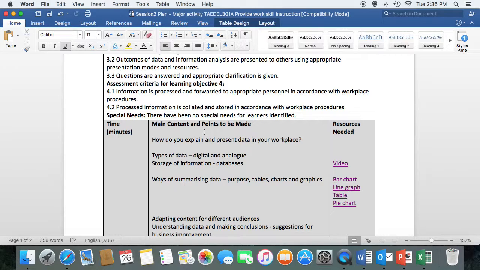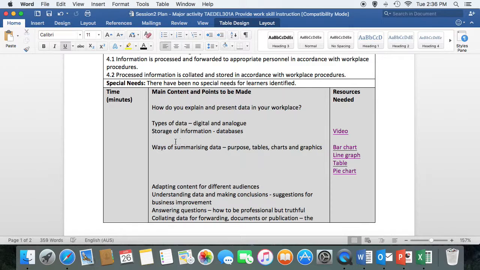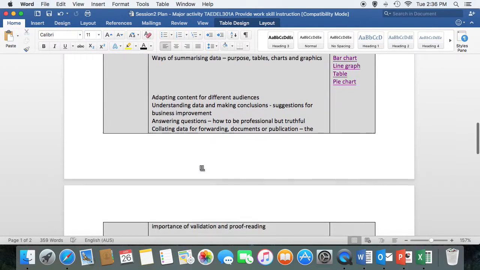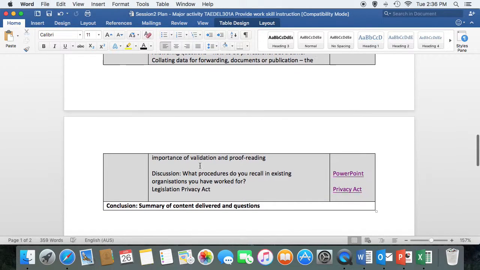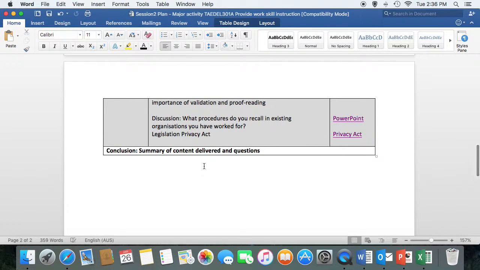We've taken a look at the different tables, charts and graphics. We've had bar charts, line graphs, tables and pie charts. We've discussed where they're best to be used, what to do and what not to do. We covered the importance of adapting content for different audiences, taking into consideration the context and the purpose of what you're presenting. And we've also spoken about the importance of being truthful and professional with data, validating data and proofreading data before forwarding it on, and abiding by the Privacy Act.